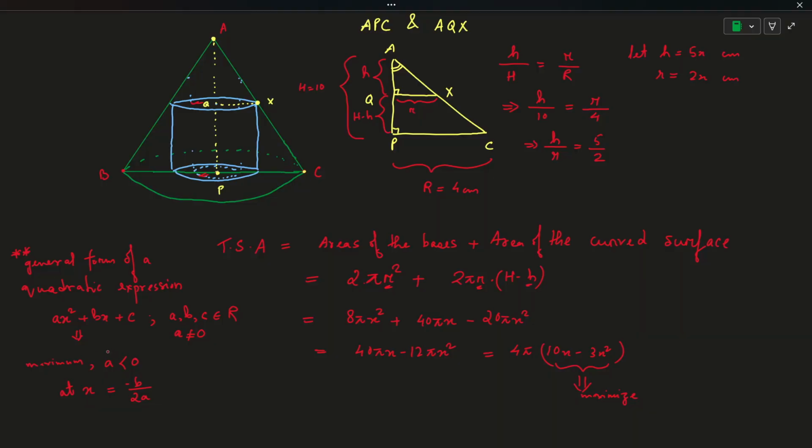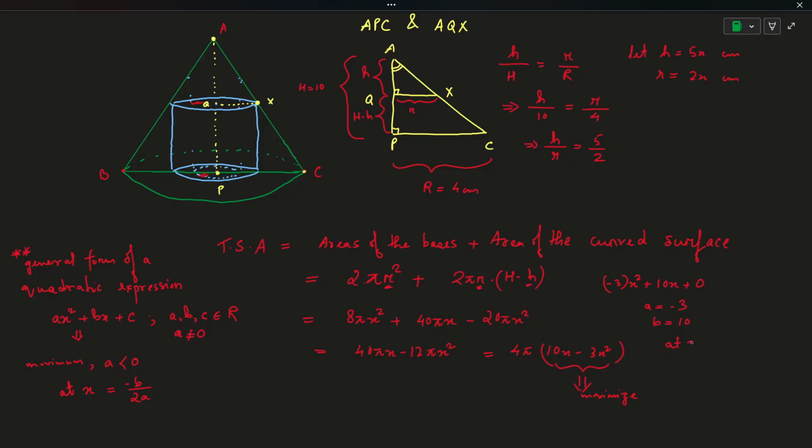For maximum, a must be less than 0. What is a? A is the coefficient of x square. Here the coefficient of x square is minus 3, guys. This is 10x. I can write this as minus 3 x square plus bx plus c. So what is a? A is minus 3. What is b? B is 10.